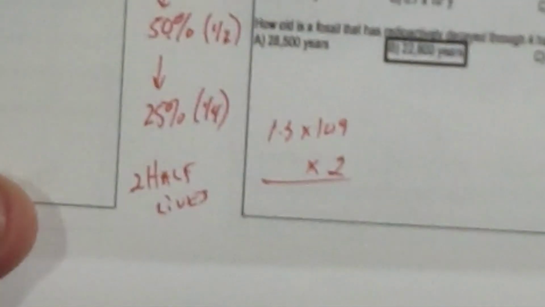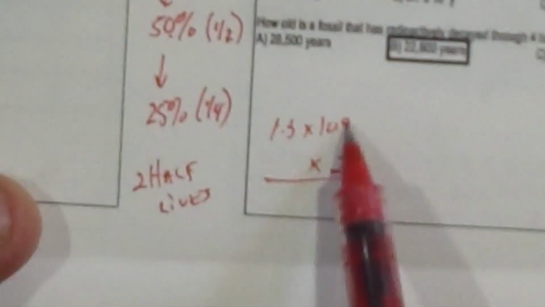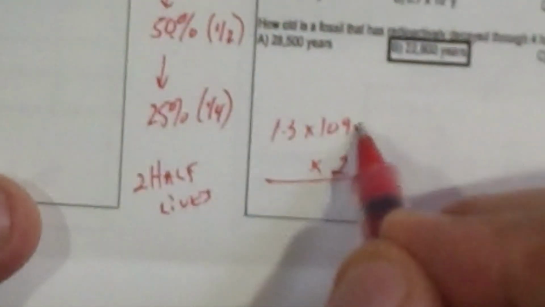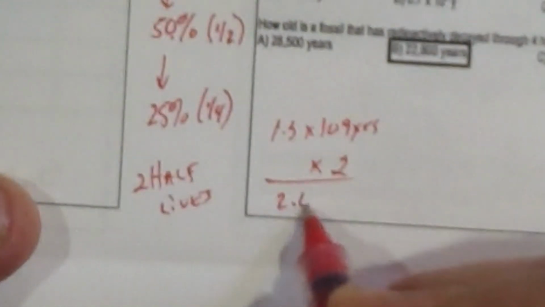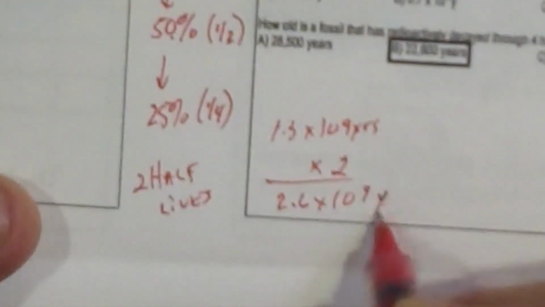Okay, so if I started off with 100%, and now I have 1/4, to get there I would have gone from 100% to 50%, that's a half-life, and then from 50% to 25%, which is now at a quarter. So I've gone through 2 half-lives, and since each half-life is 1.3 times 10 to the 9th years, and I've gone through 2 of them, that would give me 2.6 times 10 to the 9th years.